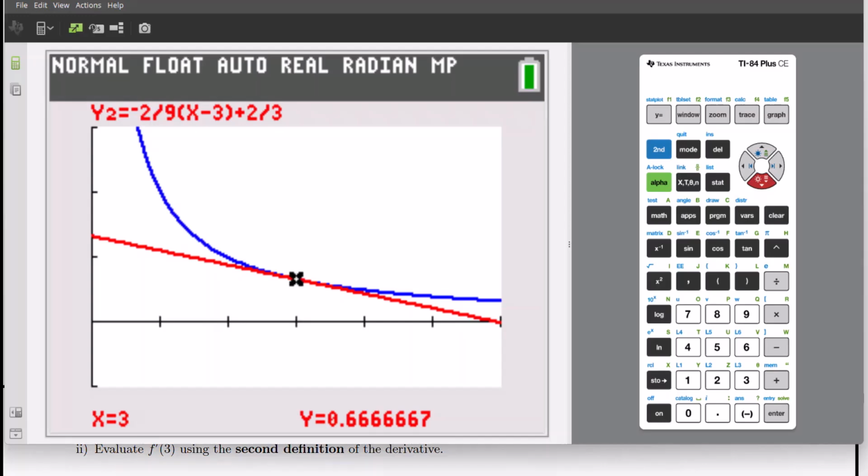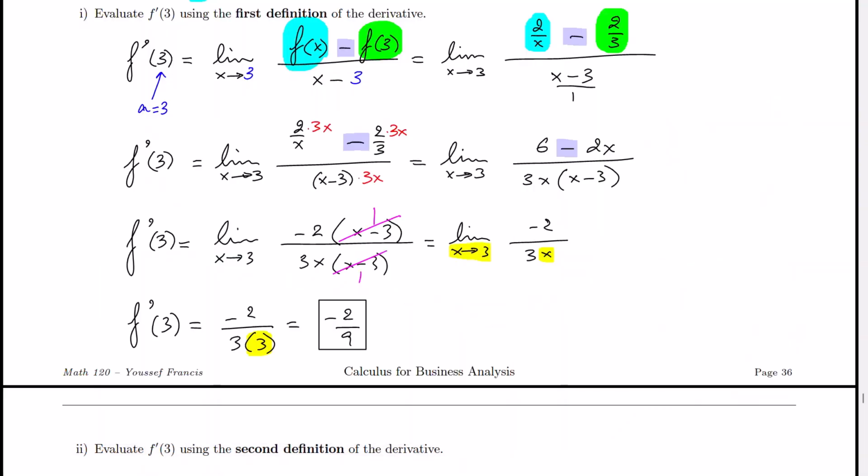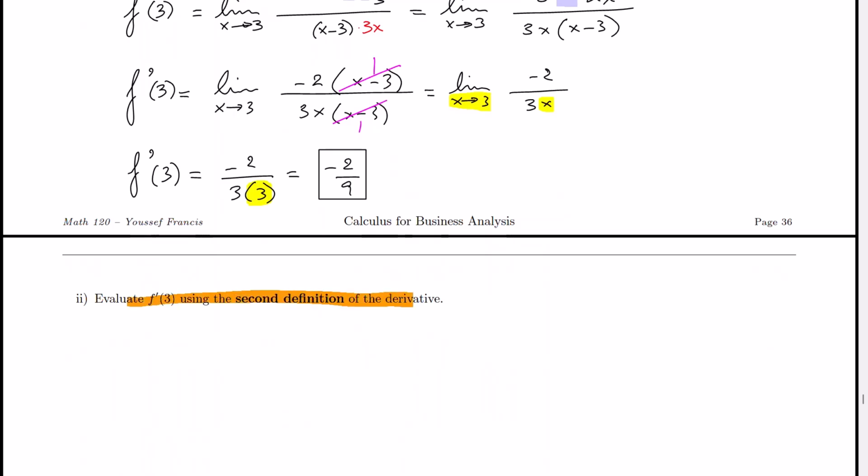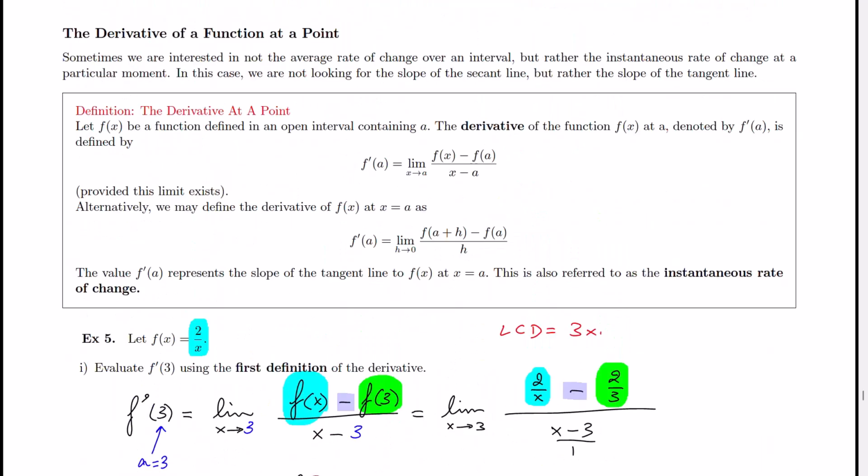Okay, so that's kind of the meaning of all of this that you just did. So there's a tangent line, you want its slope, so you have to find the limit of the difference quotient. Okay, so I'm going to produce this answer -2 over 9 again for you, but this time using the second definition of the derivative. And what do I mean by the second definition? I'm talking about this one over here, the limit with the a's and h's and everything else.